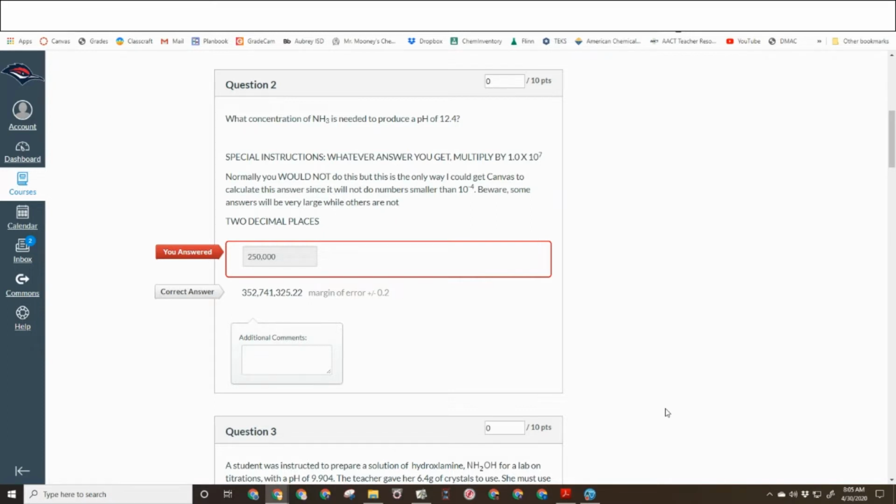All right, so this first question, number 2 on the quiz, for some of you, if you want to go ahead and write this down. It says, what concentration of NH3 is needed to produce a pH of 12.4? So NH3, and we want a pH of 12.4.